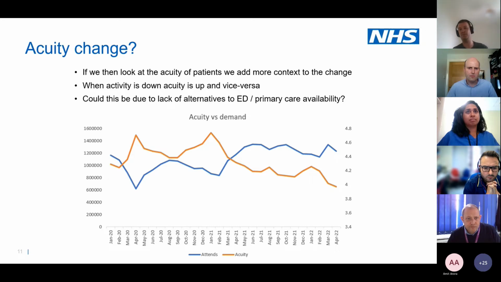Now, we could talk about this not only for this hour, but for many, many more hours to come. And I don't want to draw out too many assumptions around this, because we could just say, well, is that because people are voting with their feet and just coming to the emergency department? Is it because there's a lack of alternatives to the emergency department? Or is it because there's a lack of primary care availability? Now, data should never solve things by itself. But what data should do is help drive conversations going forward. Next slide, please, Dan.